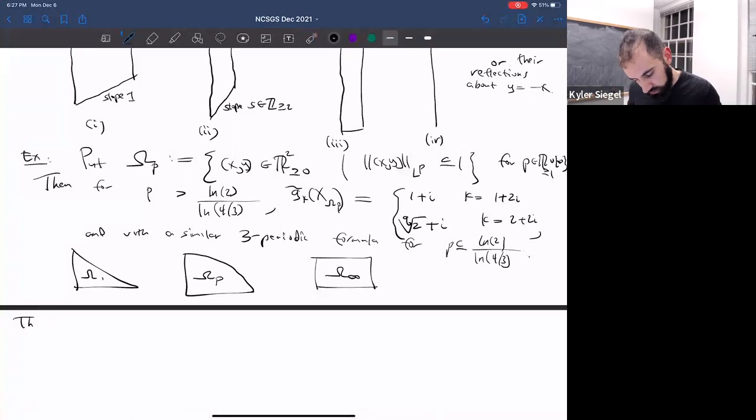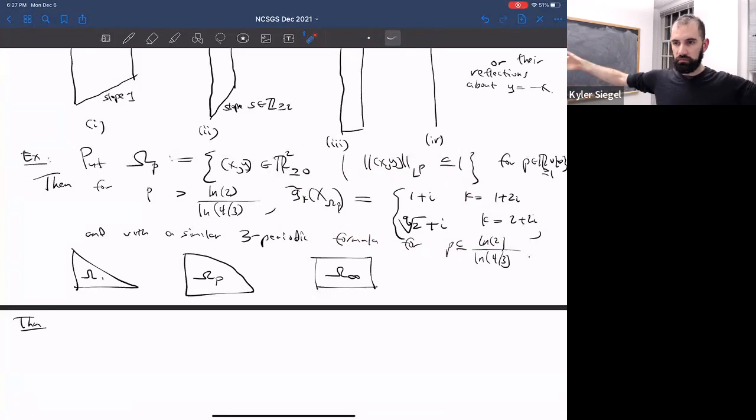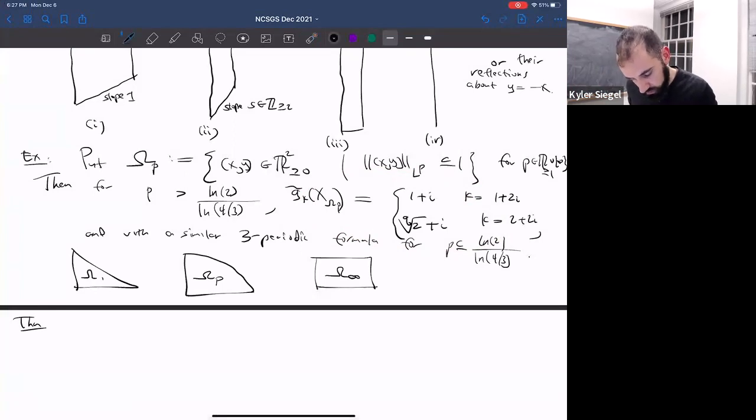The formula looks something like this. It's 3 periodic when the ellipsoid is close to a ball, and then 2 periodic when the ellipsoid has large aspect ratio. So let me give one sample application of this.